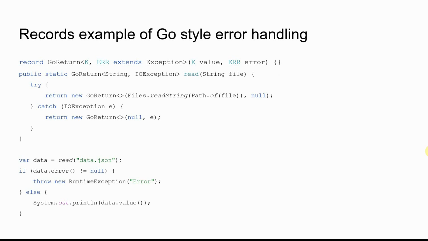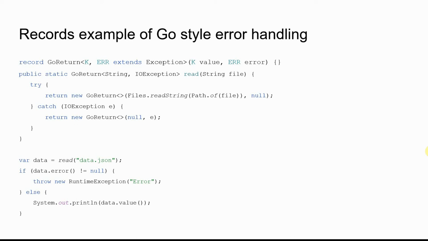For example, in the Go language, it is a common pattern to return a pair of values, with the first being the result of a function and the second being an error, if any. The Go program then checks if the error value is defined, and if so, handles the error. In Java with records, we can recreate this pattern with a record class holding two generic parameters, a value generic type of any object and an error generic type bounded by the exception.